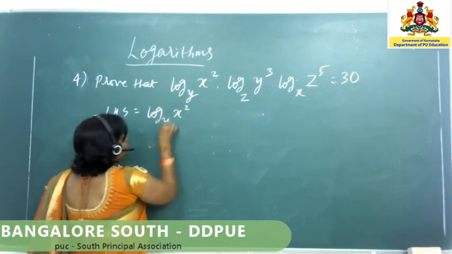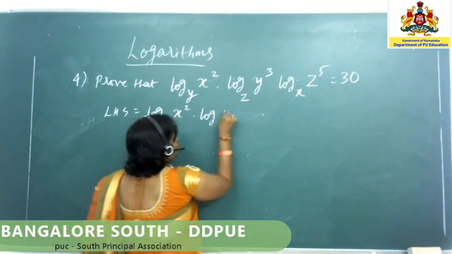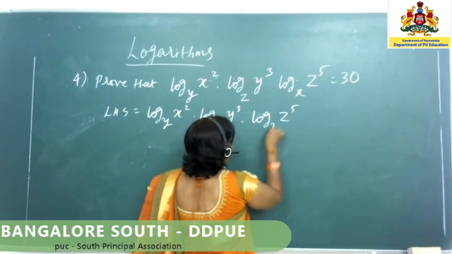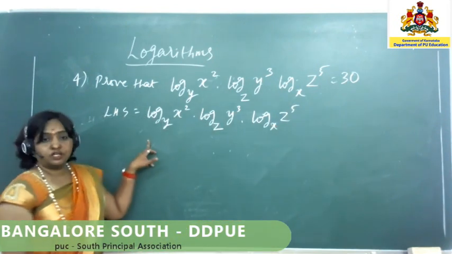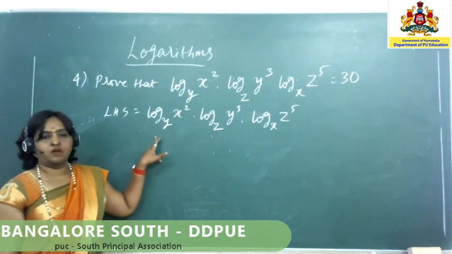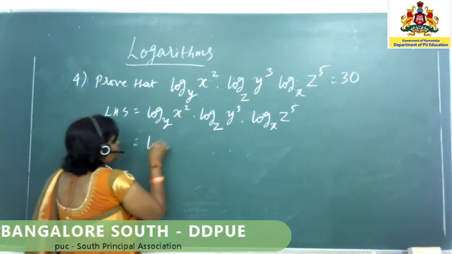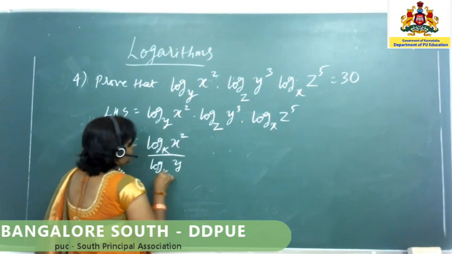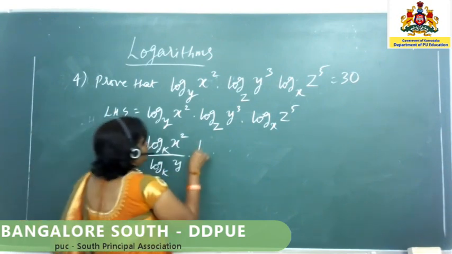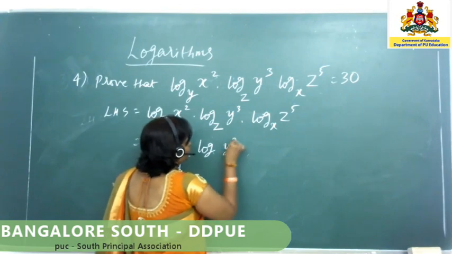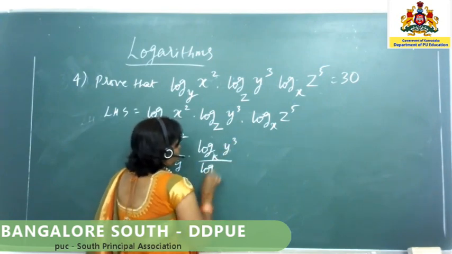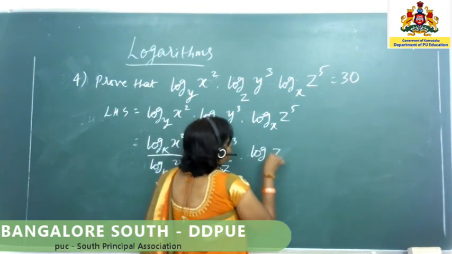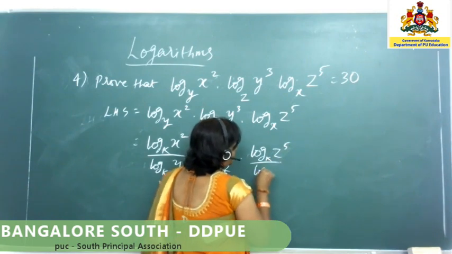log x square to base y into log y cube to base z into log z to the power of 5 to base x. So by change of base formula, I will consider the common base as k here. This can be written as log x square to base k divided by log y to base k into, this is log y cube to base k divided by log z to base k into log z to the power of 5 to base k by log x to base k.